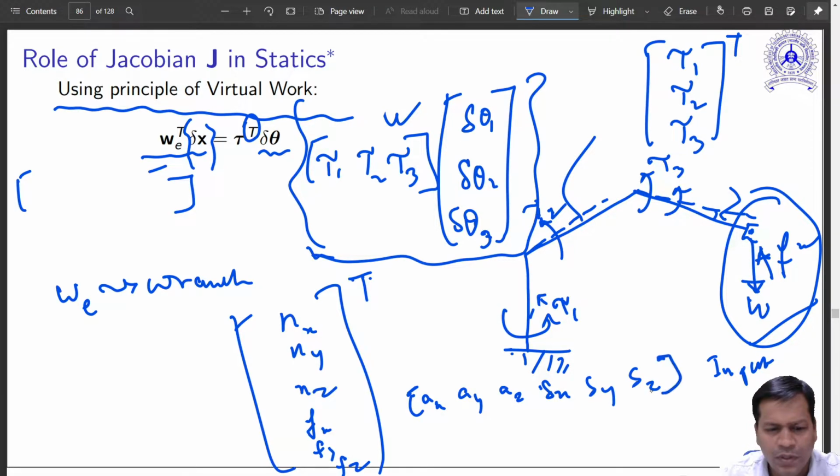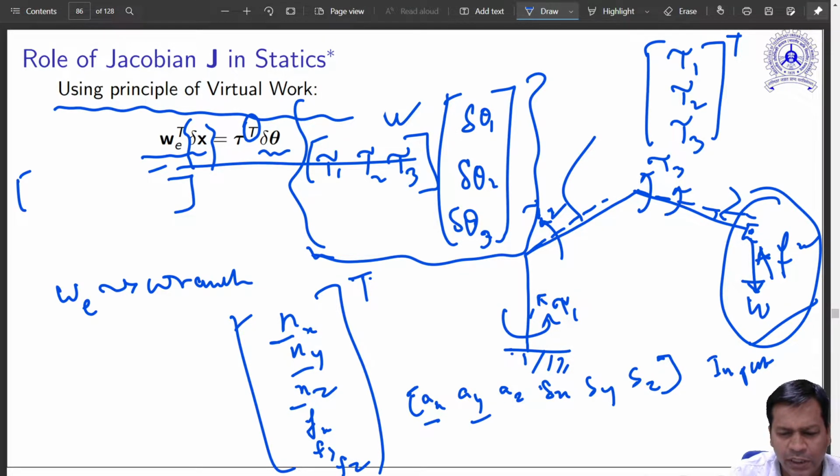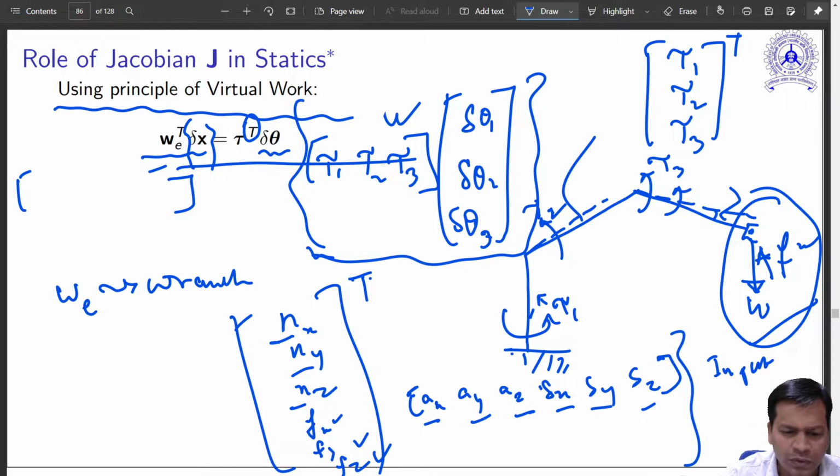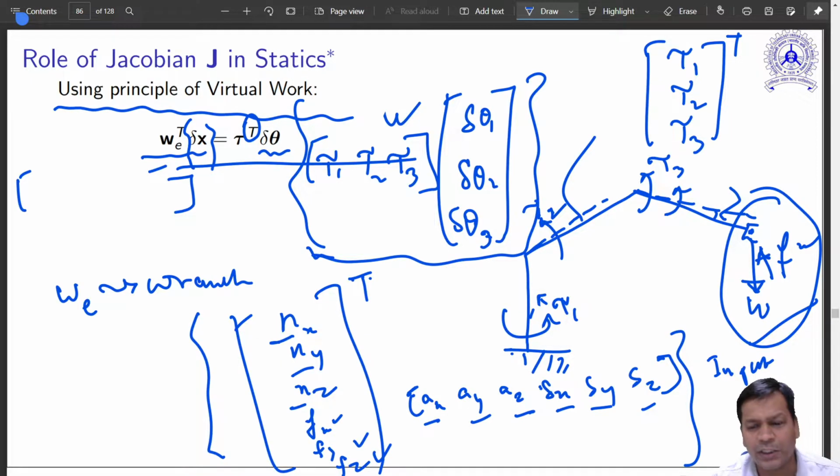Overall it is already in this manner. Okay, so if I take the product of these two, what does this give? Moment times angular displacement, and force times linear displacement. If I take the product of these two, this effectively tells me how much work has been done on the robot by this external force.